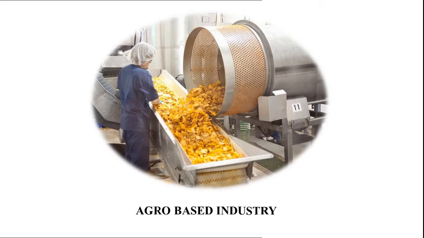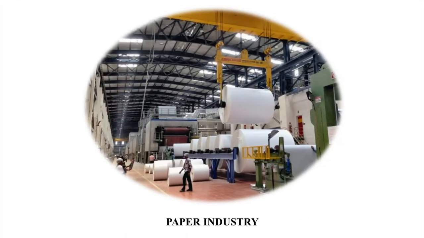Next comes forest-based industries. Industries which use products obtained from forests as their raw materials are called forest-based industries. For example, industries which manufacture paper, furniture, cardboard, resin, etc. Forest-based industries can also be categorized as agro-based because they are also related to vegetation. Agro-based and forest-based industries can together be called vegetation-based industries.